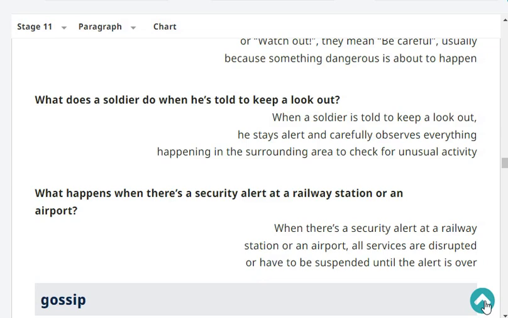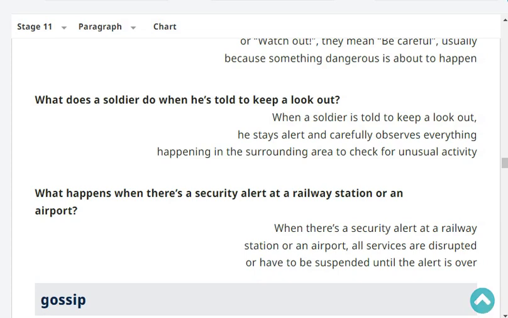Carefully observe, observation. Very good. When a soldier is told to keep a lookout, he stays alert and carefully observes everything happening in the surrounding area to check for unusual activity.